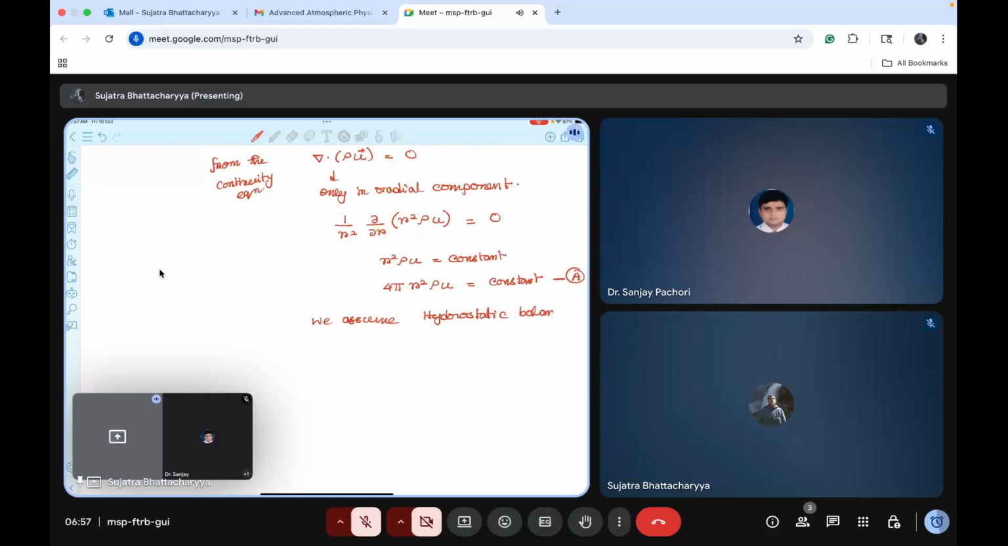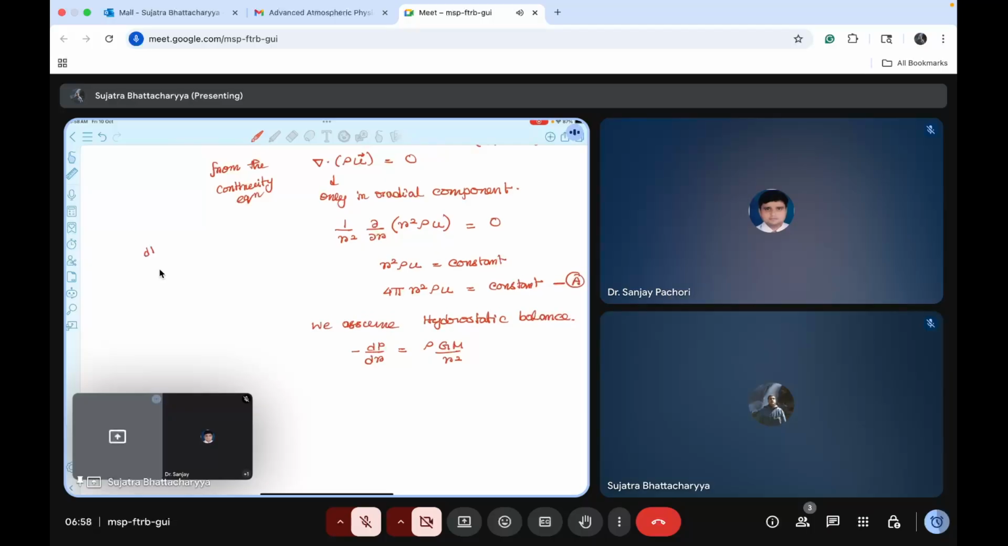Okay, we assume hydrostatic balance. Why? To get the pressure gradient. So minus dp/dr is equal to rho GM by r squared. This is fine. You know, we have seen that dp/dz in case of our atmosphere it was minus rho g.